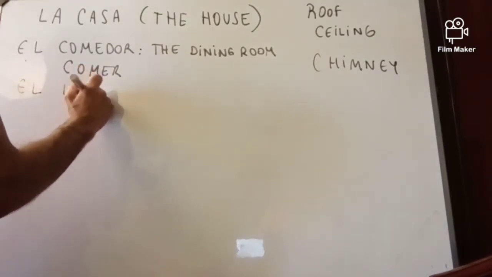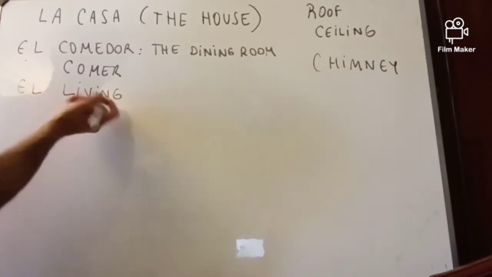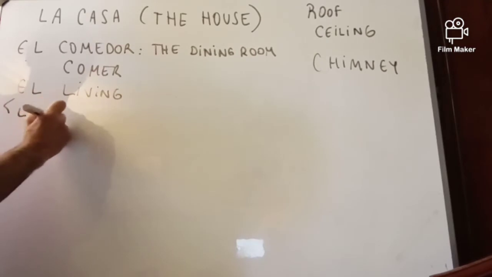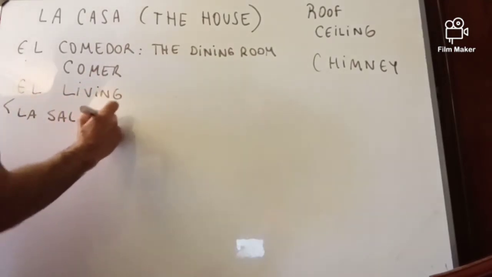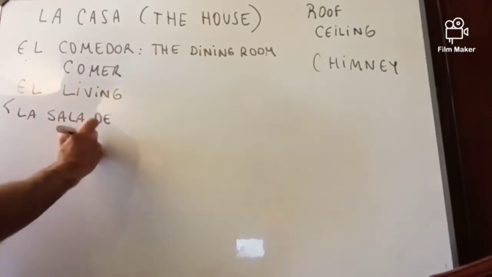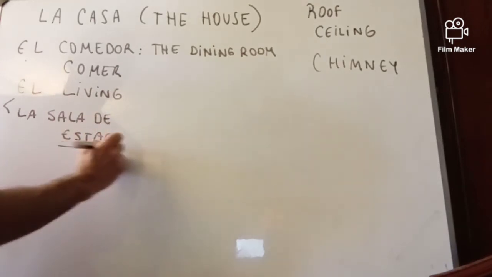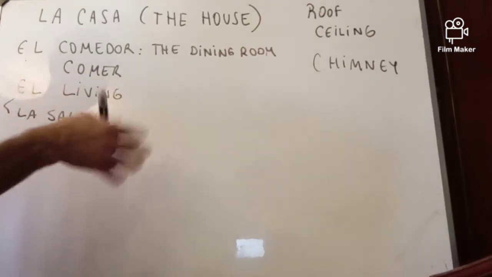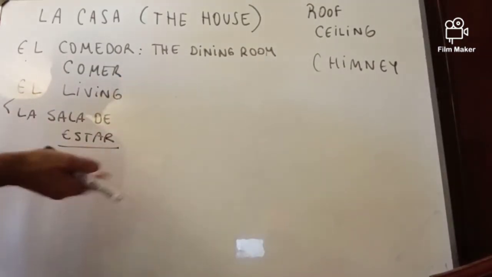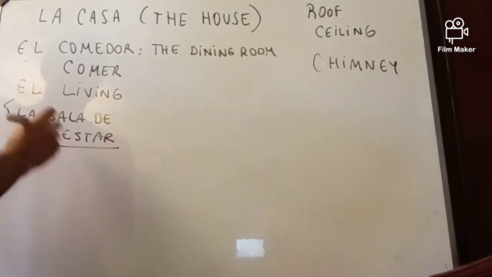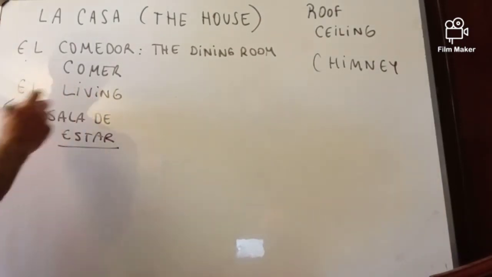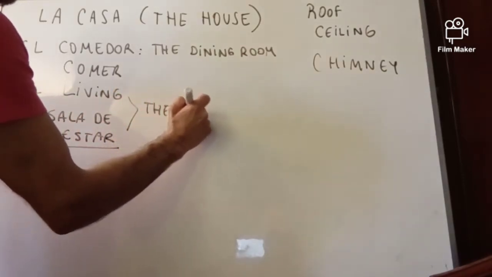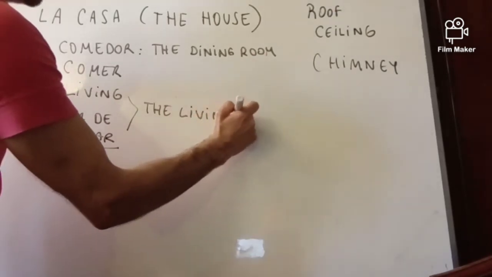El living, well, it's taken from English. O la sala de estar, in which one may read a book for an hour, for example, or may sit down to watch TV. This is called el living or la sala de estar, so this is the living room. The living room.